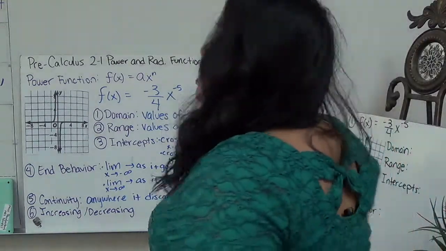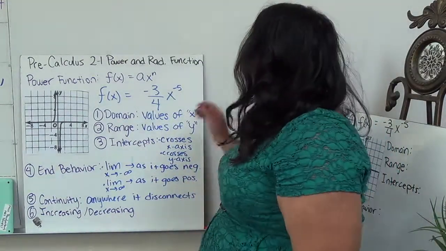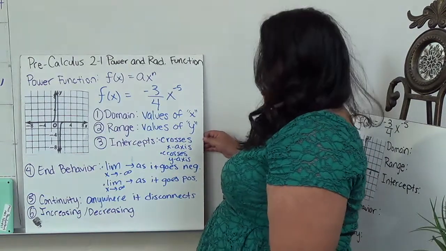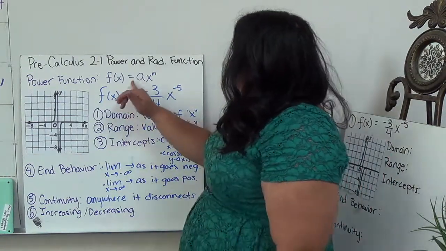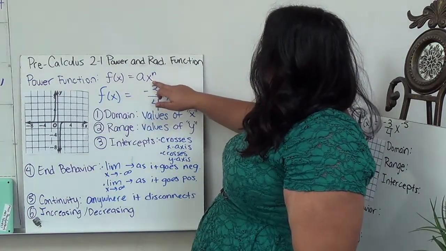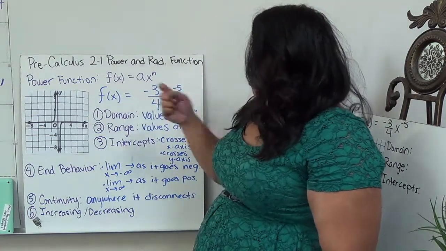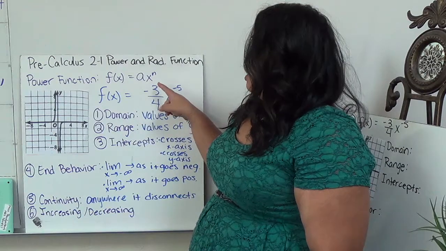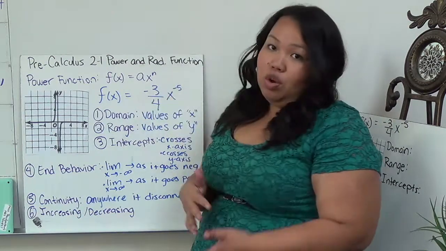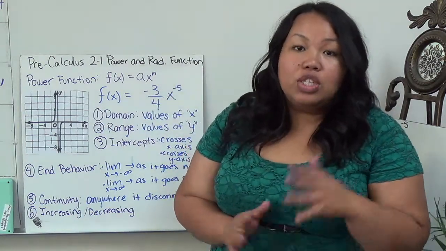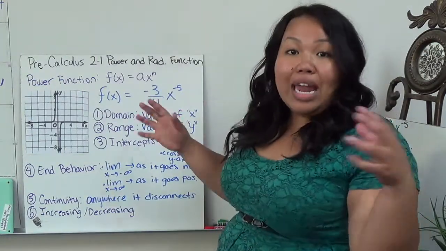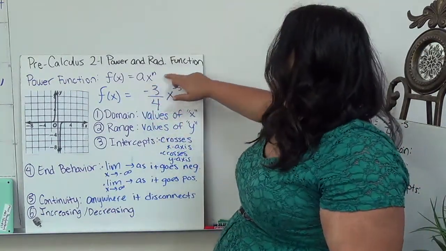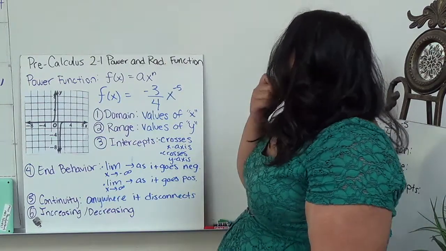In Precalculus section 2.1, we're dealing with power and radical functions. A power function is f of x equals a x to the power of n. There's a coefficient a, and this is x to the power of n. This is a monomial, so it's just a term independently. And next section we'll deal with when you start adding and subtracting a collection of these functions.